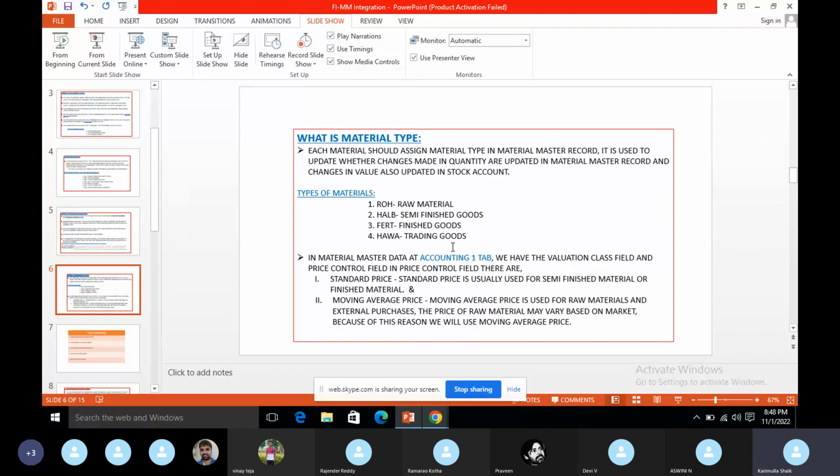In material master data, on the accounting one tab, we have the valuation class field and price control field. In the price control field, there are two subfields, which are standard price and moving average price. The standard price is usually used for semi-finished or finished material, whereas moving average price is used for raw materials and external purchases. The price of raw material may vary based on the market. Because of this reason, we use moving average price.